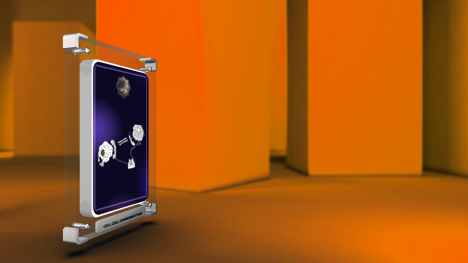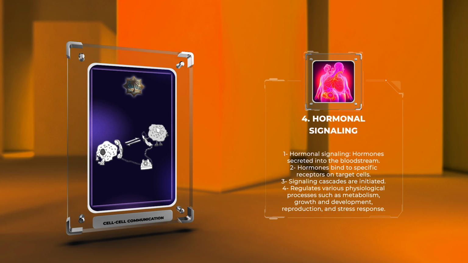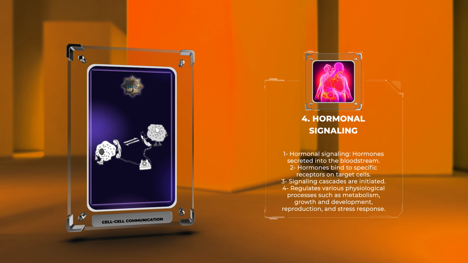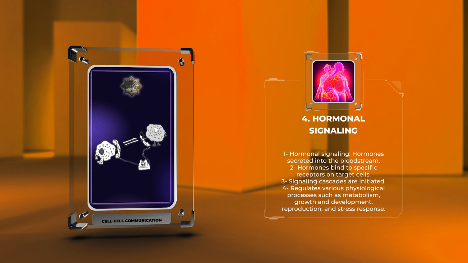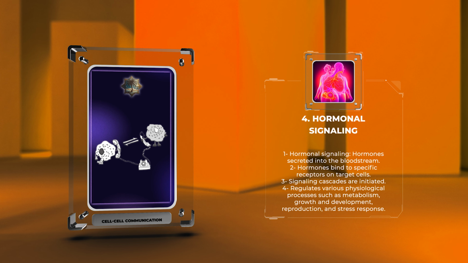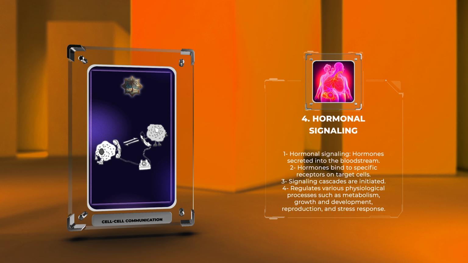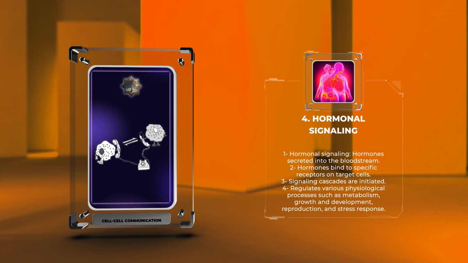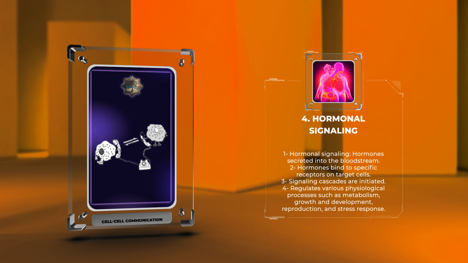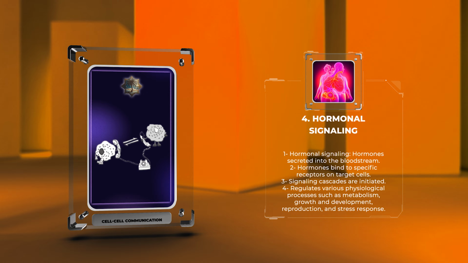Hormonal signaling involves the secretion of hormones by specialized cells or glands into the bloodstream. These hormones travel throughout the body and bind to specific receptors located on target cells, initiating signaling cascades. Hormonal signaling plays a crucial role in regulating various physiological processes, including metabolism, growth and development, reproduction, and stress response. Examples of hormones include insulin, estrogen, testosterone, and adrenaline.